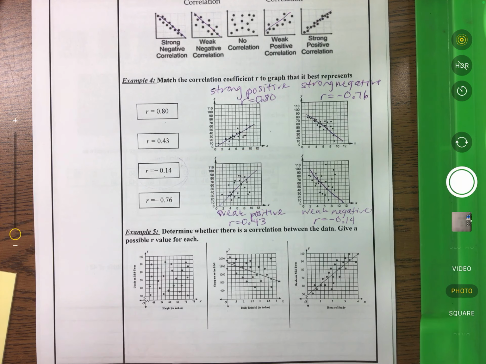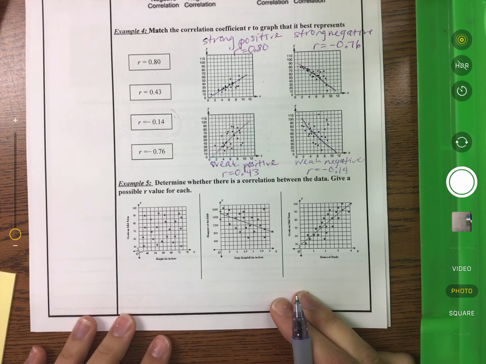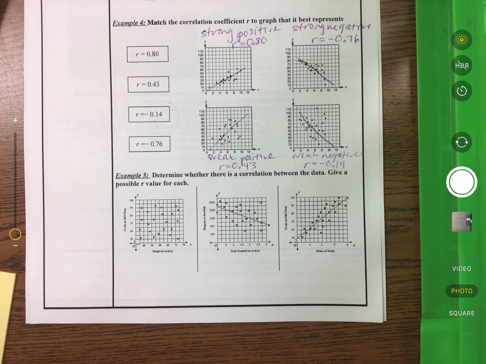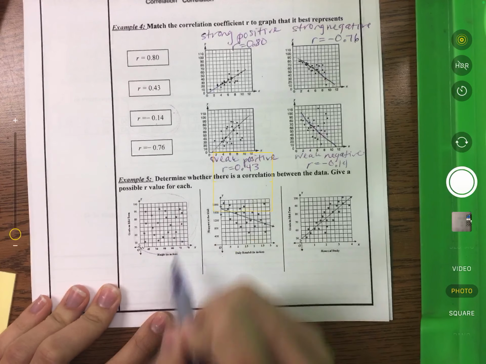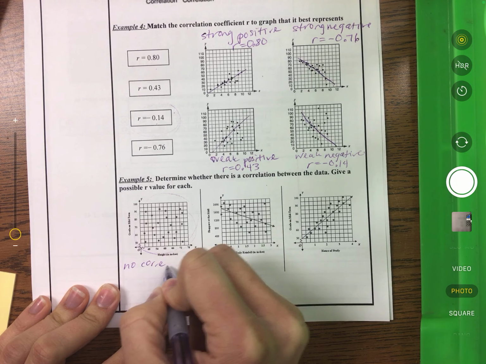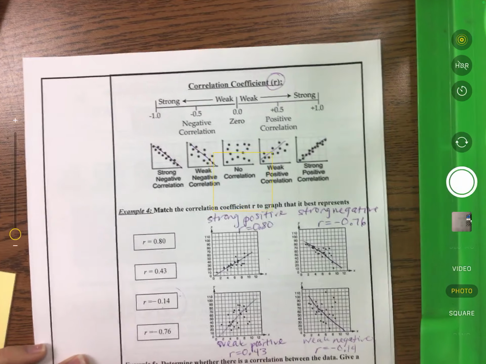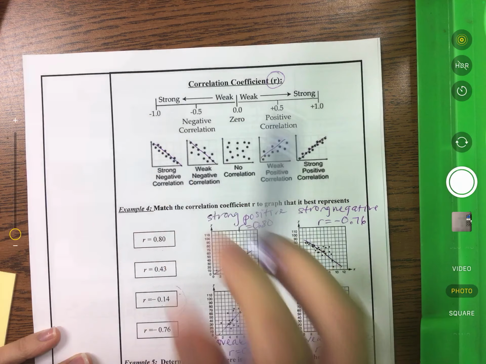Cool. On to the last section here, which is looking at graphs and then saying what the correlation is and what a possible R value would be for each. This one is scattered all about. There's no real order to it. This is no correlation. So the R value would be 0.